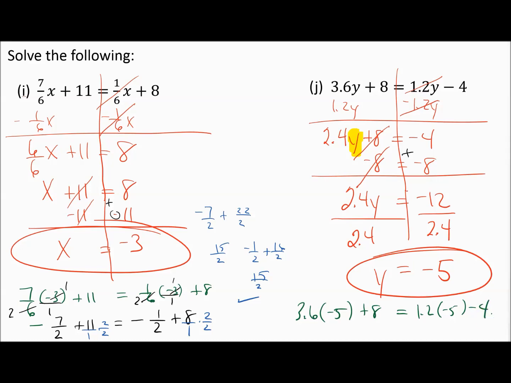And 3.6 times negative 5 is going to be negative 18 plus 8. On the other side, 1.2 times negative 5 is negative 6 minus 4. On the left, negative 18 plus 8 is negative 10. On the right, negative 6 plus, you can always say that, a negative 4 is also negative 10. So that problem checks out fine.